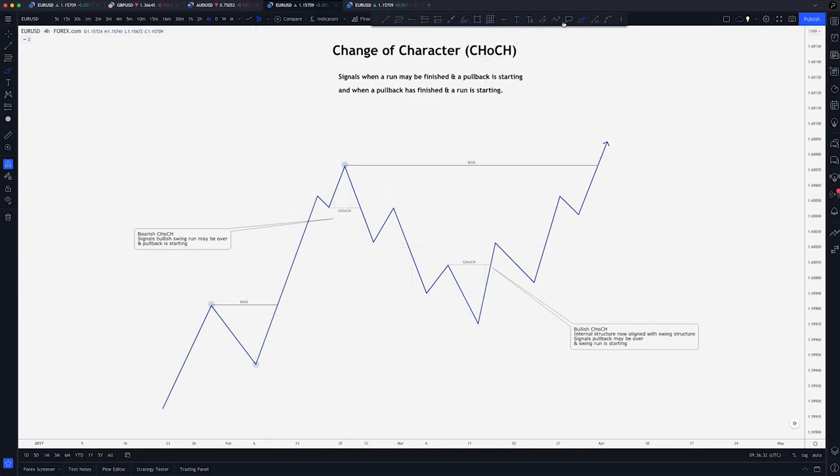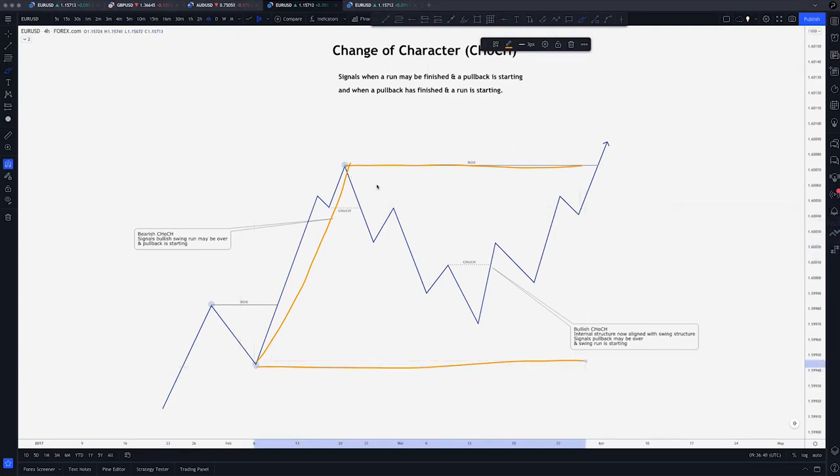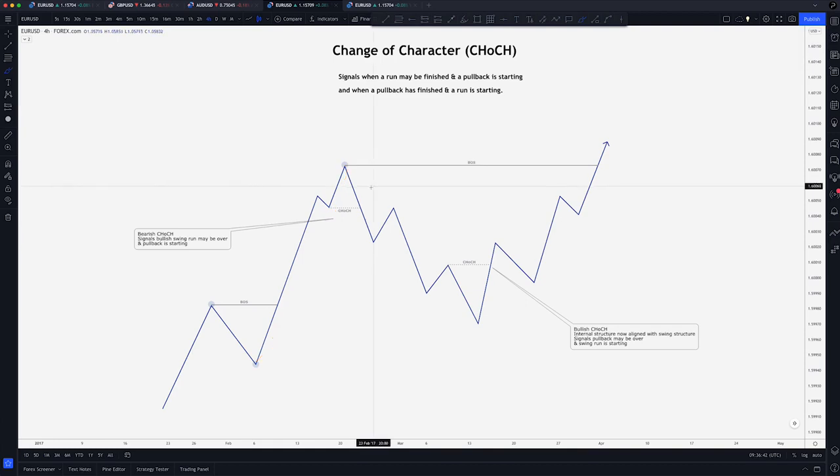Well, this is where change of character becomes really handy, where essentially this is all one swing leg up, okay? So we're now playing within this next range and we want to know, can we play that pullback, right? So if we see this minor low get taken out and we get that first sign of weakness, that change of character where that minor low gets taken out, and we get that internal lower low. Now the internal structure is bearish, and that is in line with trading a pullback, right? So now we can trade that pullback.